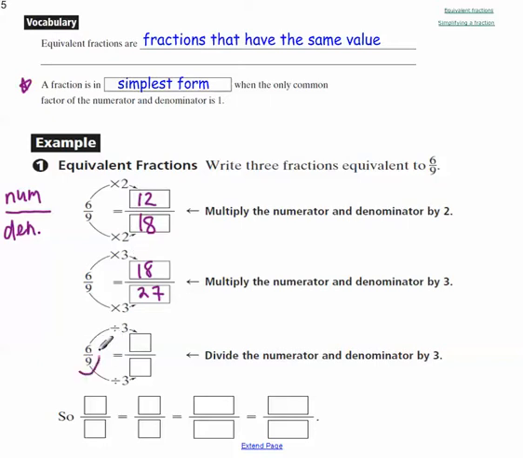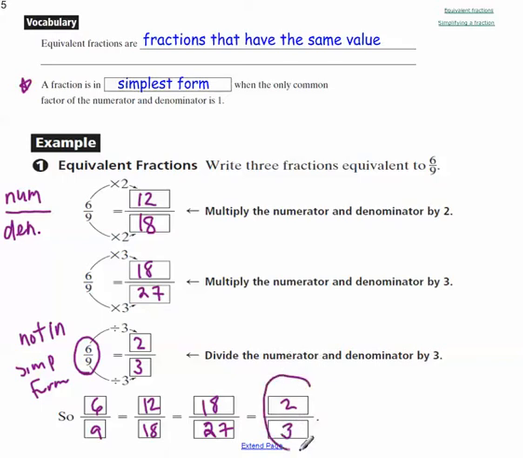Another way that I can make equivalent fractions: 6/9 is not in simplest form. So I can make it into simplest form by dividing by the greatest common factor, or by dividing by a common factor. So 6 divided by 3 is 2, 9 divided by 3 is 3. So 2/3 is in simplest form. So we can say 6/9 is equivalent to 12/18, which is equivalent to 18/27, which in simplest form is equivalent to 2/3. And 2/3 is in simplest form.